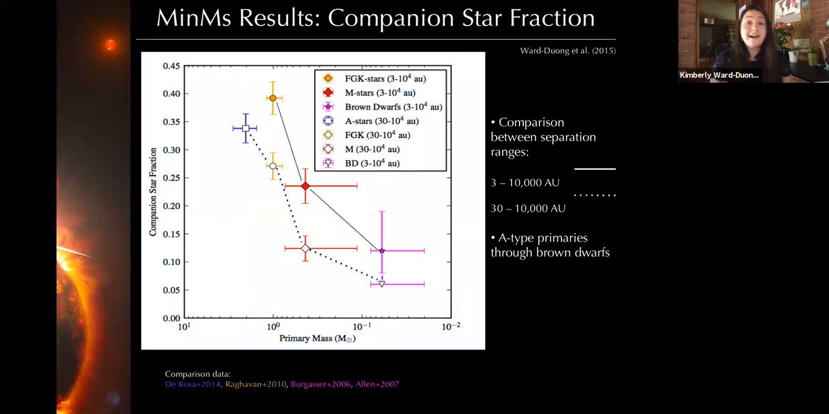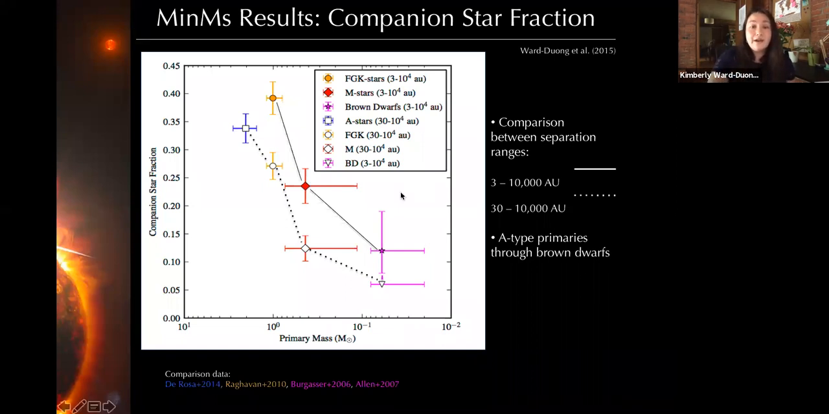We can also just look at the frequency. How often do we even find a star with a binary companion around it? If you focus on the solid filled points here, the FGK or solar type stars come in at about 40% of systems that have one or more companion stars.